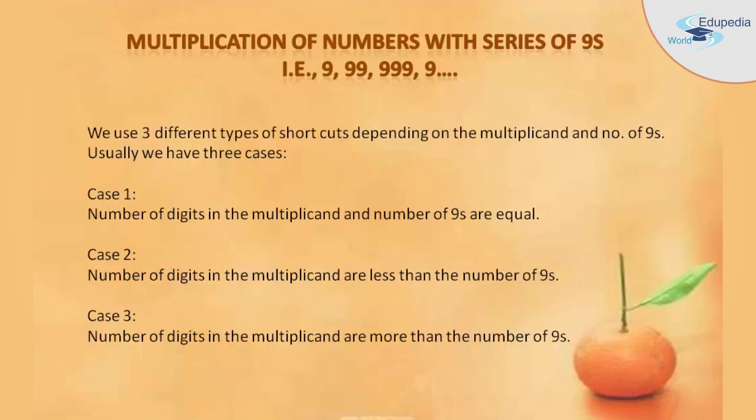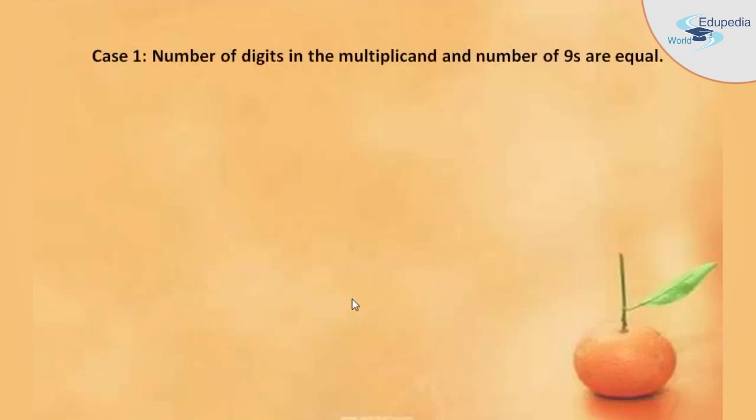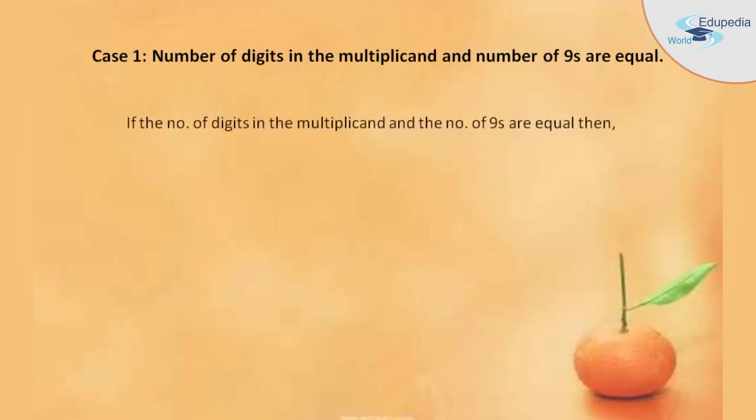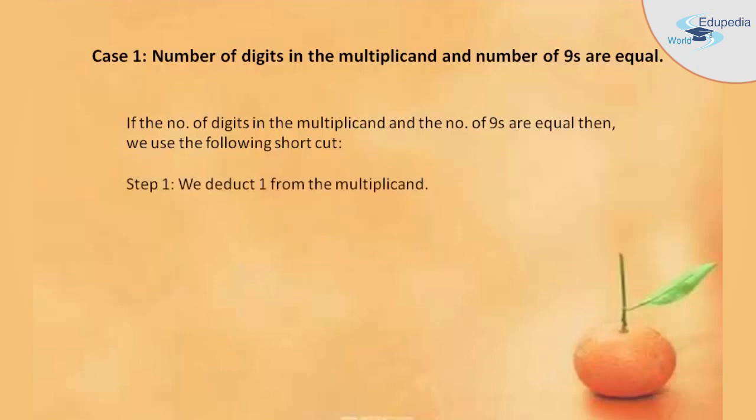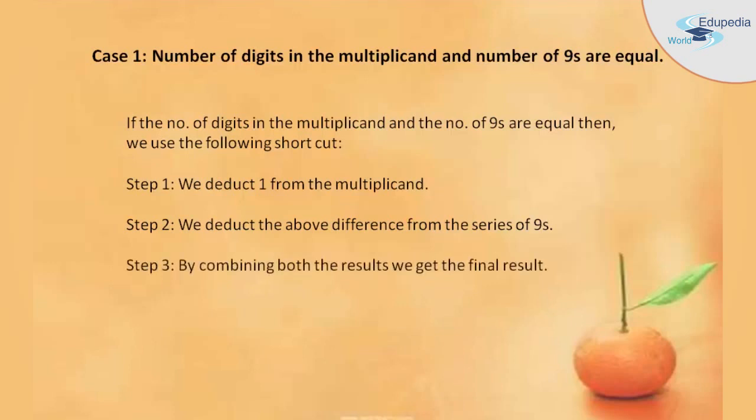Now let us have a look at case number one shortcut. It says that if the number of digits in the multiplicand and the number of nines in the series of nines are equal, then we use the following shortcut. Now let us see what are the steps that are involved. Step number one says that we have to subtract one from the multiplicand. Step number two is that we have to deduct the above difference, that is the difference we have got from step number one, from the series of nines. And step number three is we have to combine both the results, that is the results that we have got from step number one and step number two, in order to get the final result.